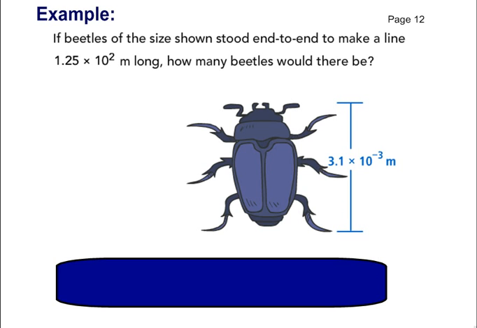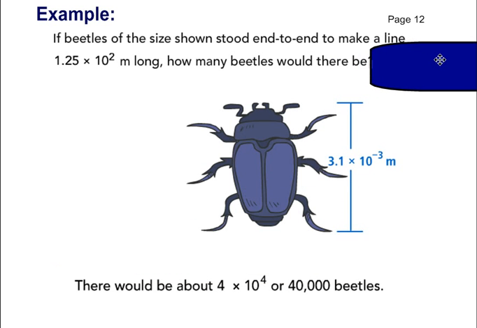Well, 403 thousandths is not in scientific notation. So we just need to move the decimal place over 1 so that our coefficient will be 4.03. So 4.03 times 10 to the fourth power. We no longer can have it to the fifth because we've moved our decimal place over 1. So the answer is, there would be about 4 times 10 to the fourth, or 40,000 beetles in that line.